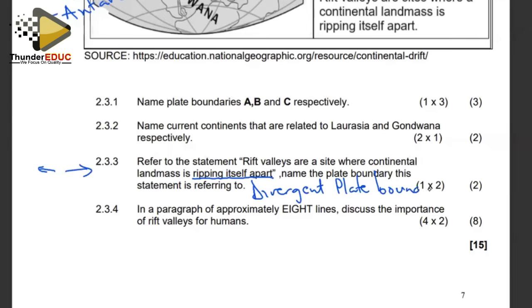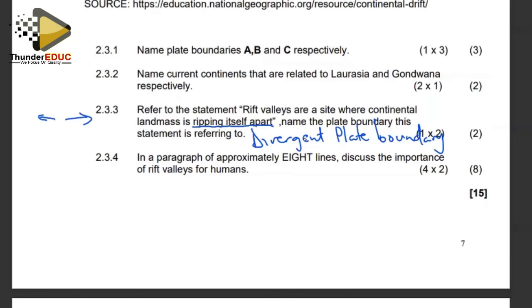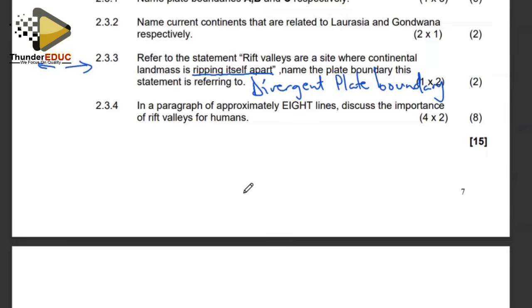That is where there is a ripping off of the continental landmass, it is splitting itself. Because of divergence, we tend to experience the landmass tearing itself, and then after the tearing, a low-lying area is created which comes in the form of a graben or a rift valley. In a paragraph of approximately 8 lines, discuss the importance of rift valleys for humans. Right, number 1 for tourist attraction.